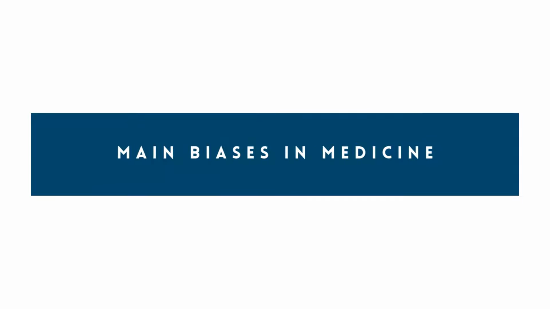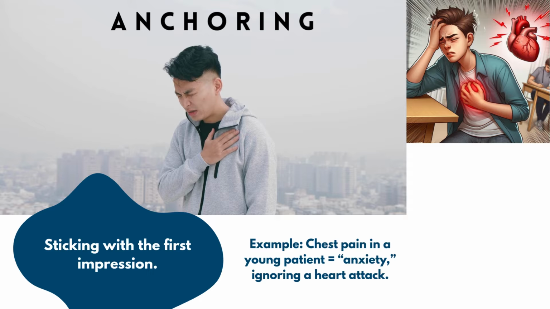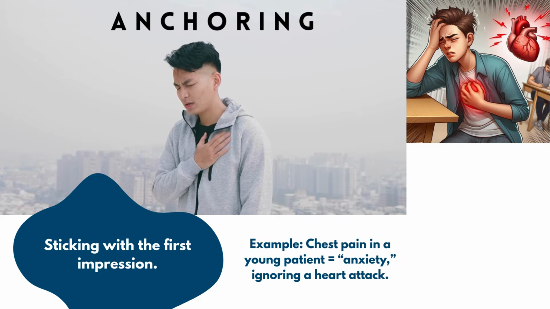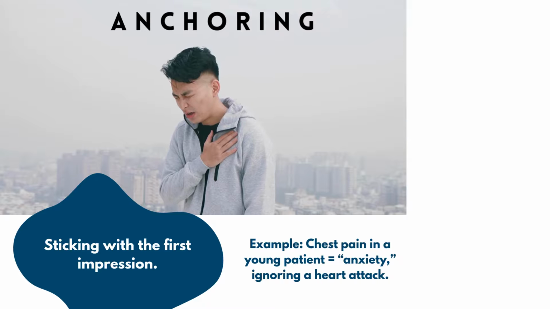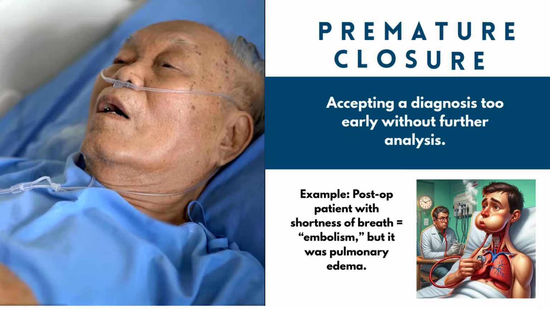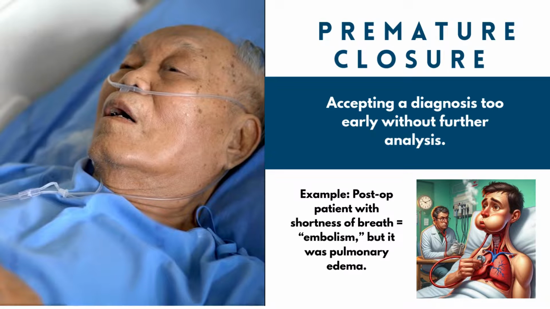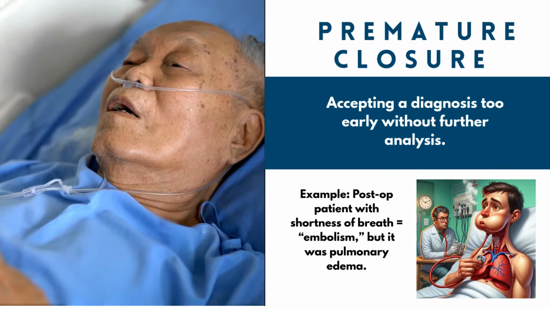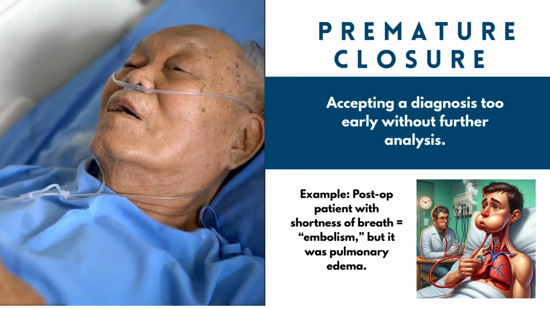Let's look at some of the most common biases in clinical reasoning. 1. Anchoring. We stick to the first impression and don't change it. Example: a young person with chest pain, anxiety is suspected, and a heart attack is overlooked. 2. Premature closure. A diagnosis is accepted too quickly. Example: a postoperative patient with shortness of breath. Pulmonary embolism is assumed, but in reality, they had acute pulmonary edema.